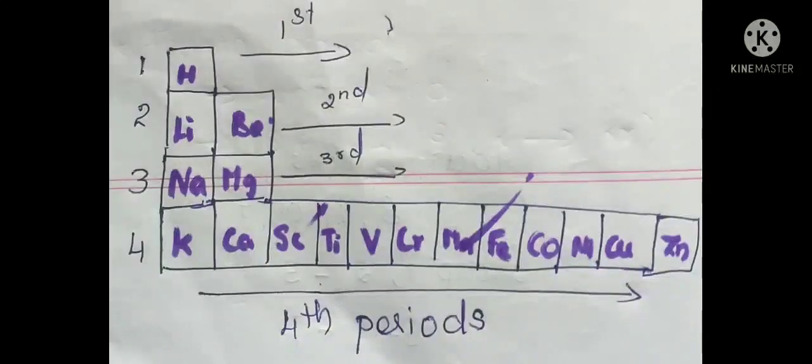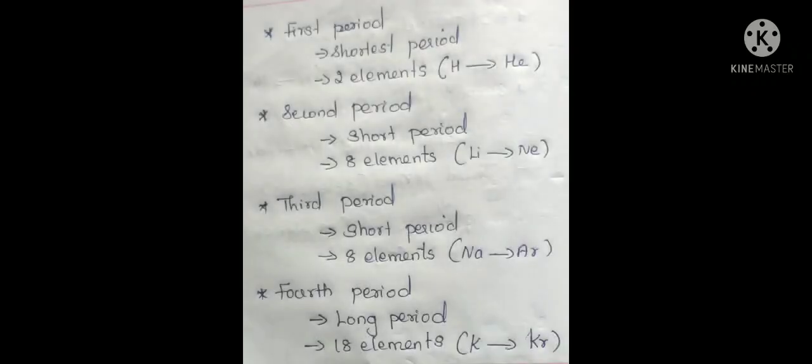So like this, from left to right is called as what? Periods. How many periods are there? 7 periods are there, from left to right. First period is called the shortest period with 2 elements.